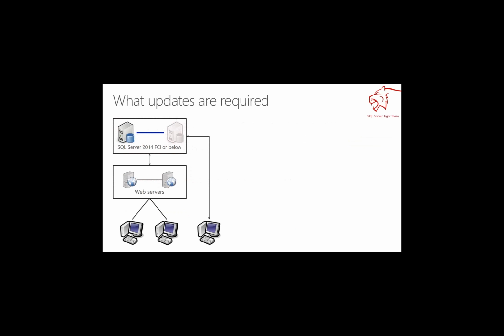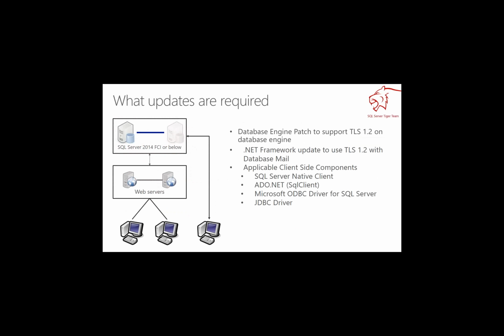So let's talk about what updates are required. For the SQL Server instances to support TLS 1.2 communication, you need to apply the database engine patch. If it's SQL Server 2014, the 2014 patches; if it's 2012, the 2012 patches. Basically, the patches required for the database engine for the release that you're running need to be applied on all the nodes of the failover cluster instance. This will ensure that the database engine is able to support TLS 1.2.